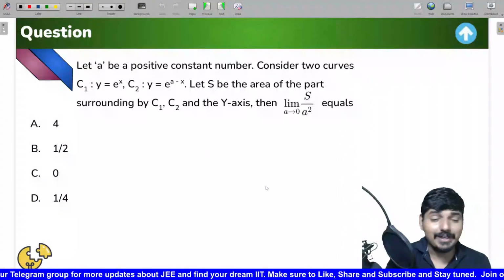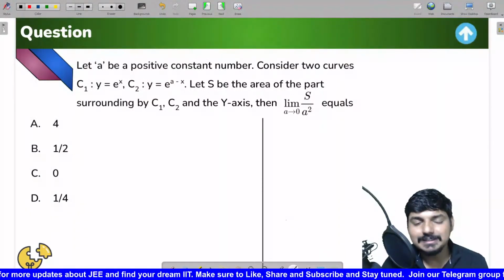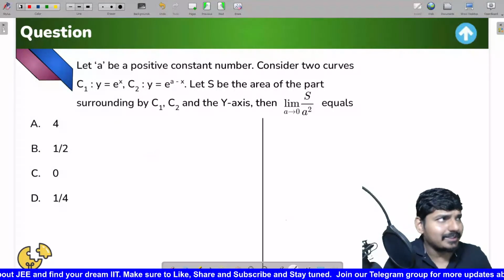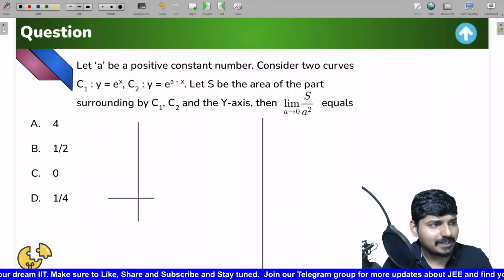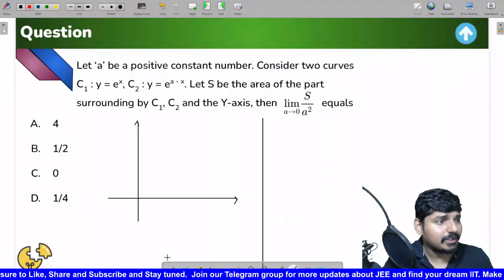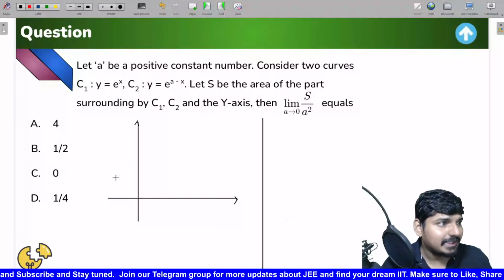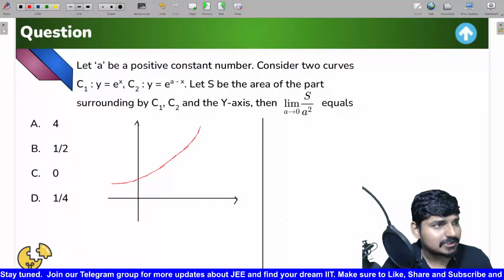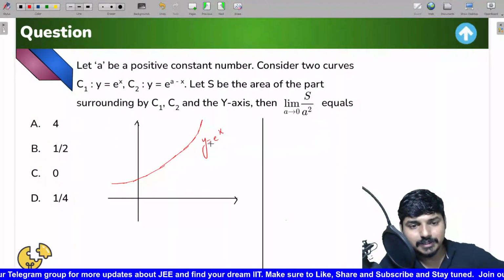It looks quite complicated, but it's not that complicated, guys. It's an easy one. All you have to do is first draw the diagram. You get the clarity on what is happening in the question. Okay, so let us say this is going to be your y-axis, this is going to be your x-axis. Now first, let me draw the graph of y is equal to e raised to x. So this will be the graph of y equal to e raised to x.